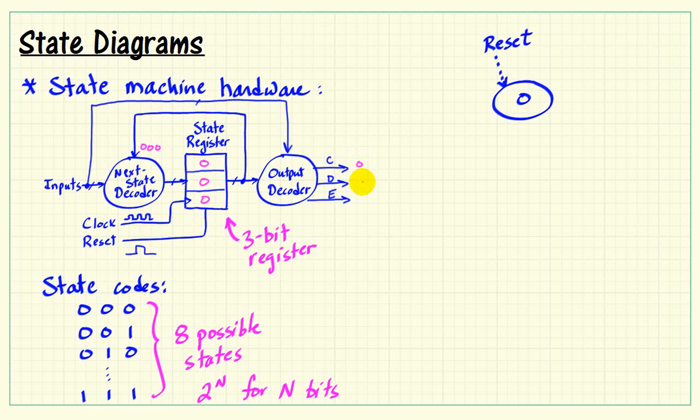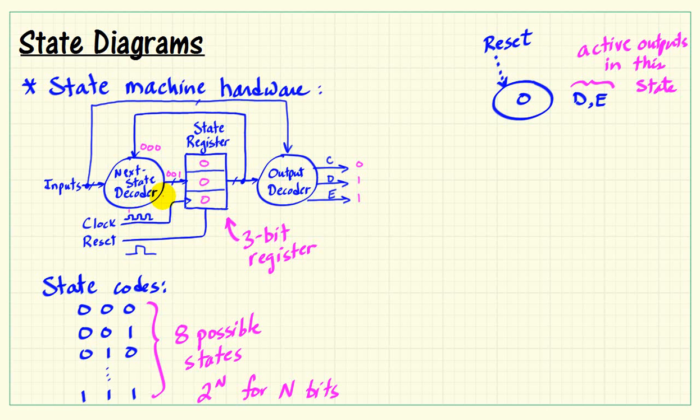Now suppose that when the output decoder sees this particular set of inputs, that it generates the output pattern 011. On our diagram, we then indicate that outputs D and E are active. So we simply write down those output names, and that implies that those lines are active in this state. Now the next state decoder is seeing a present state of 000. And let's imagine that regardless of the inputs, it always generates, for this case, a next state code of 001.